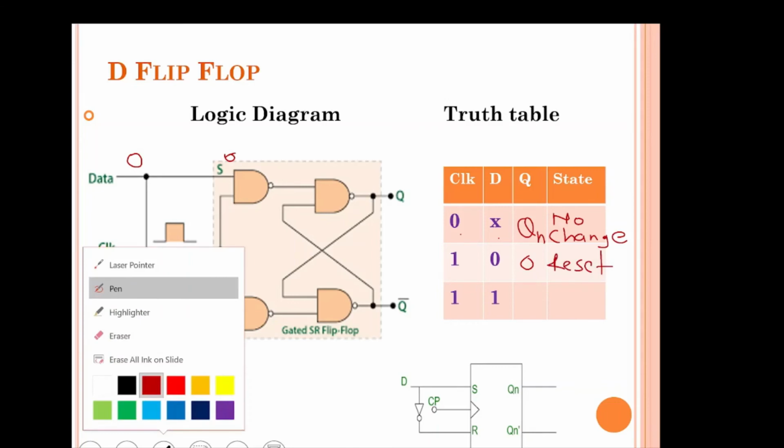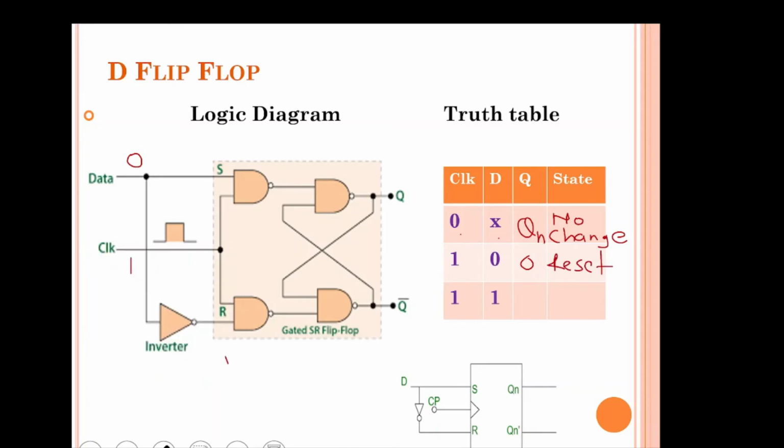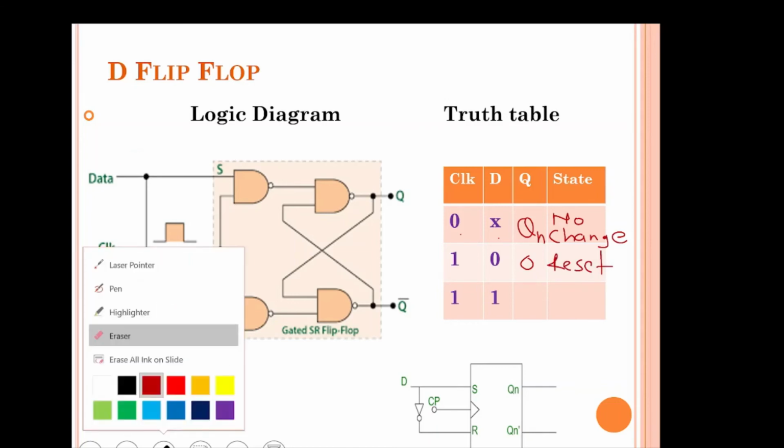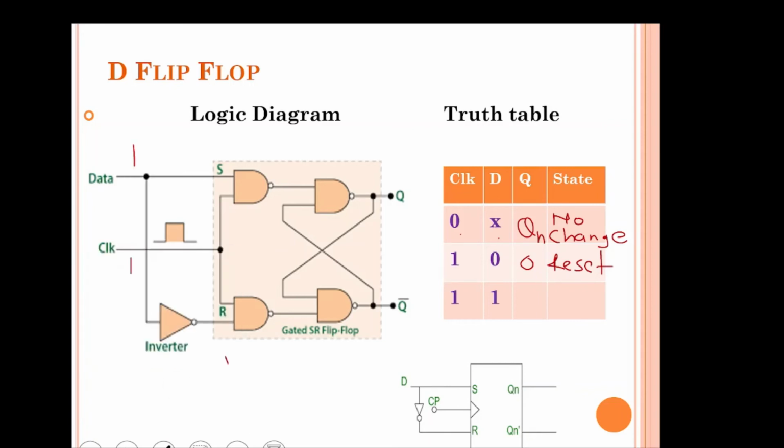And then we have to check one more input condition, that is if D is 1. If D is equal to 1, it means that S is 1, then it is inverted and given to R, so it is 0. In the SR flip-flop, we have seen that if S is 1 and R is 0, then the output is in the set condition, meaning Q is 1 and Q bar is 0. So here in the observation table, Q is 1 and that is called the set condition.